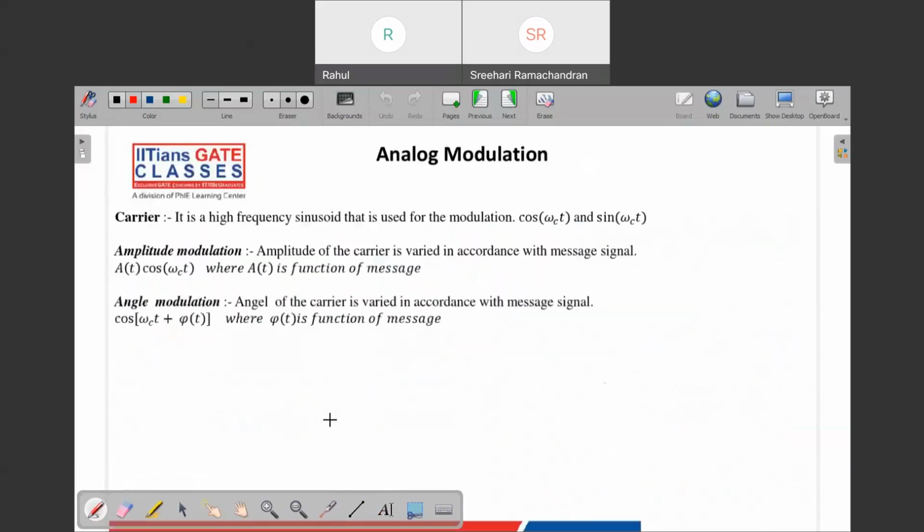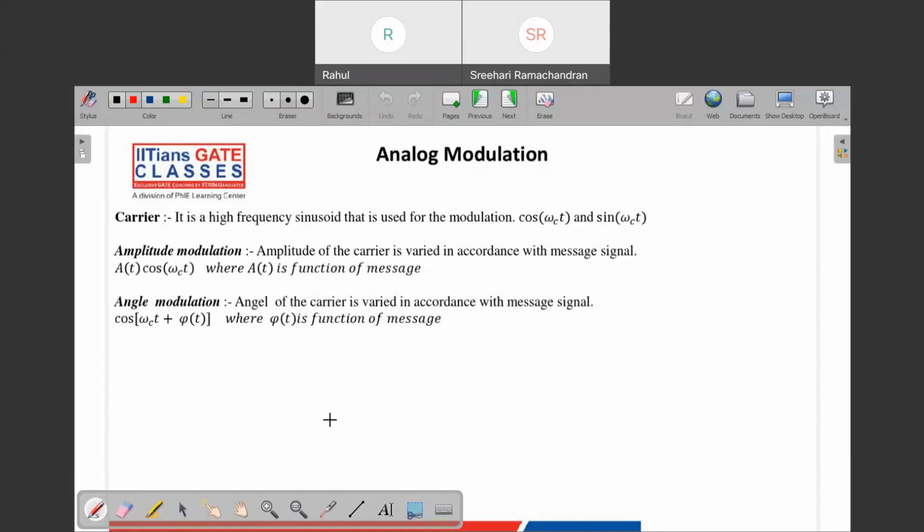Let me go to the next slide. Now let's go to the analog modulation. How do we do that? As we discussed, whenever we are doing the modulation, essentially we are up converting the signal from the low frequency range to a high frequency range. Okay?